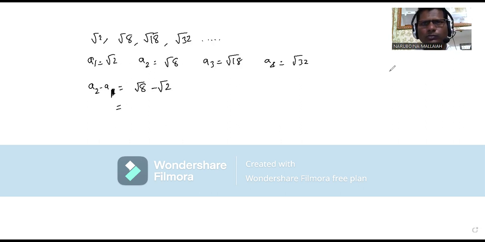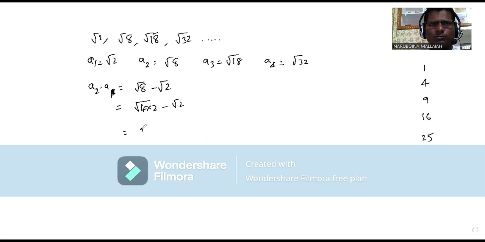Root 8. Whenever numbers are in root, remember 1 square is 1, 2 square 4, 3 square 9, 4 square 16, 5 square 25. Use these numbers. Now I am writing root 8 as root of 4 into 2, minus root 2. Square root of 4 is 2, so I can write 2 root 2 minus root 2. Here 1 root 2, here 2 root 2. We subtract 1 root 2 from 2 root 2, and we are left with 1 root 2.